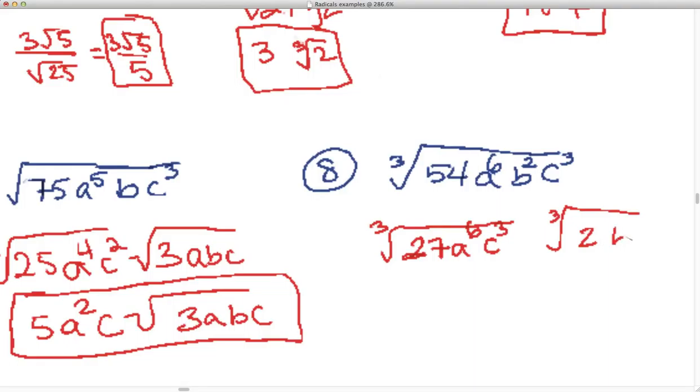The b squareds couldn't come out, but everything else went outside. And then when you cube root the 27, you get a 3. 6 divided by 3 is a squared, and 3 divided by 3 is just c to the first. I'm just going to write c. And then you're done. All right?